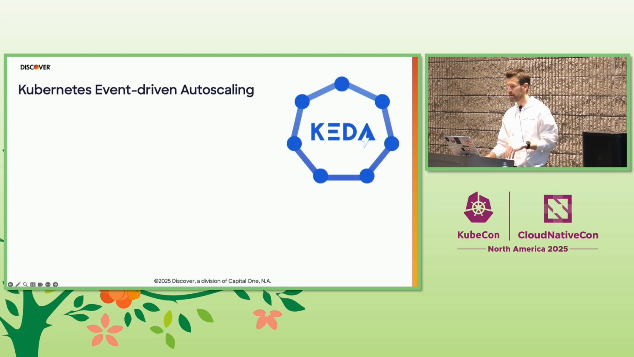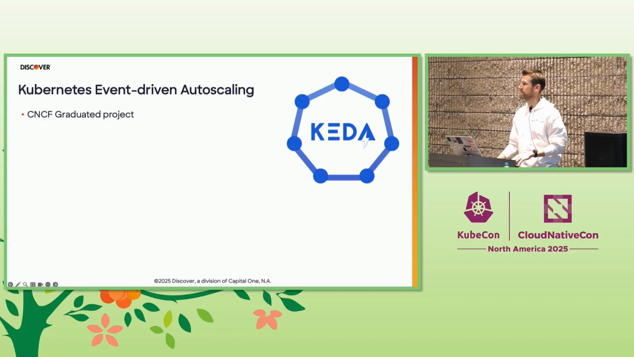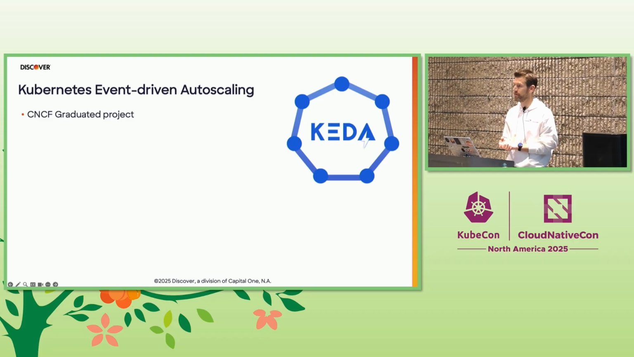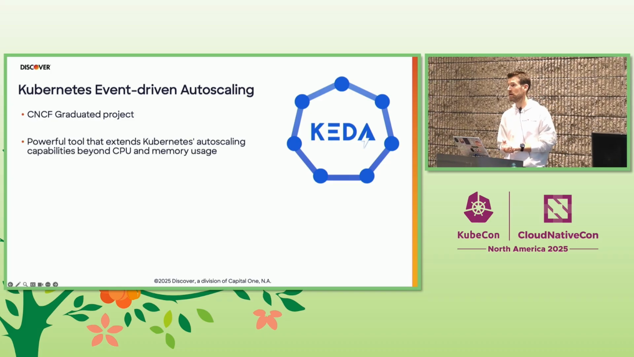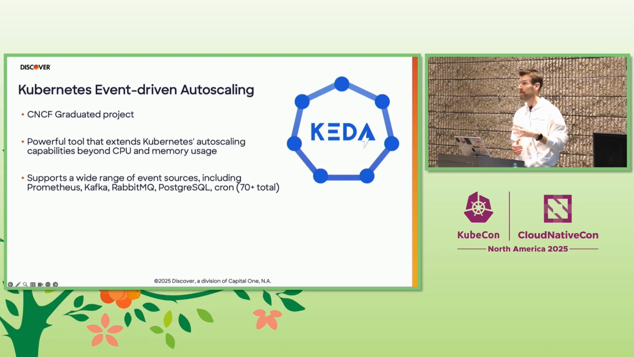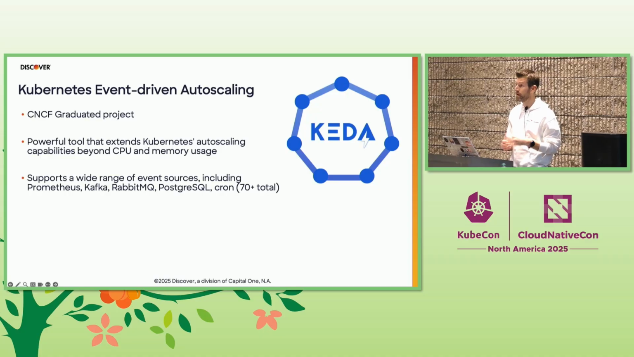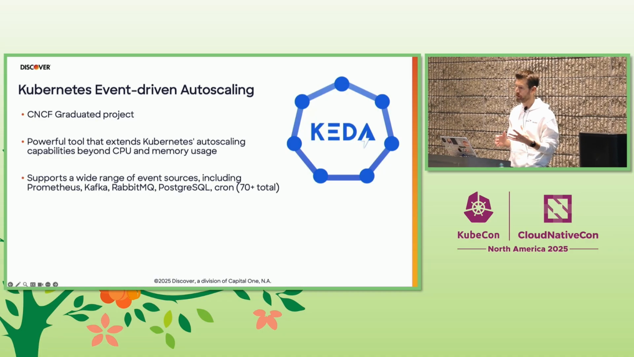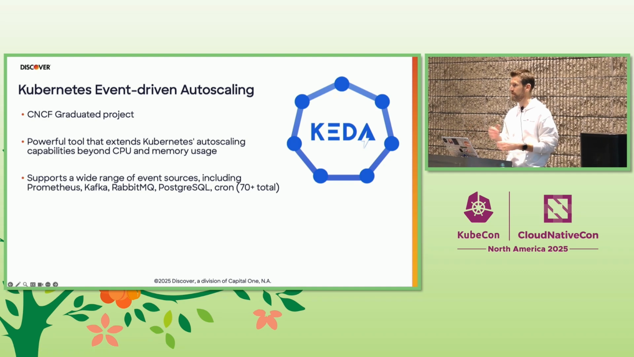So KEDA, again, stands for Kubernetes Event-Driven Autoscaling. It's a mature CNCF Graduated Project that's been around for a number of years. Again, it extends the HPA to use metrics beyond just memory and CPU. And in fact, there are over 70 different event sources that it can pull metrics from. In today's demo, I'm going to be going over Prometheus, but if that's not available to you, check out their documentation. They have a wide range of things you can query, from Postgres databases to APM metrics providers. There's a lot there.